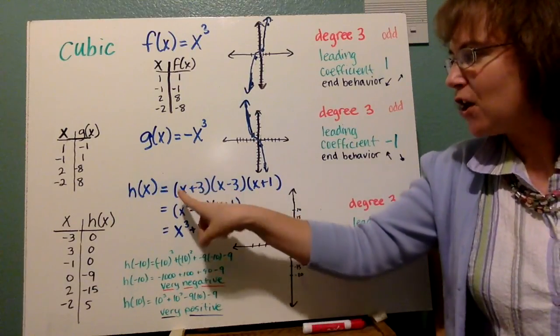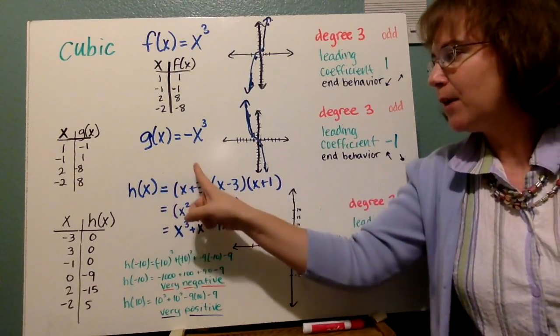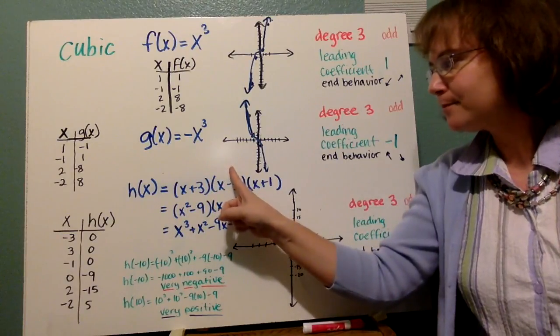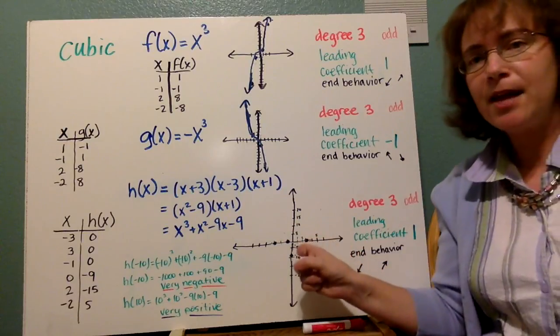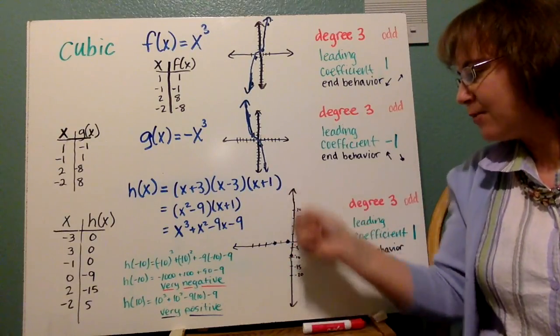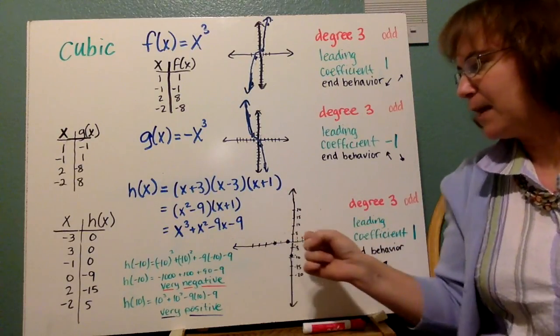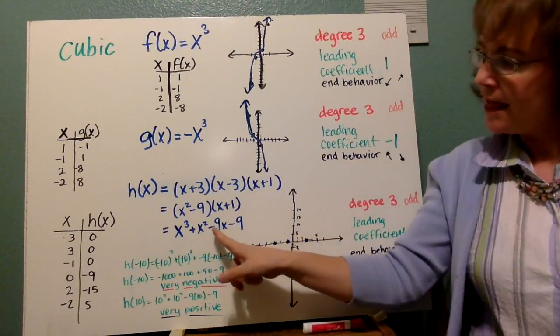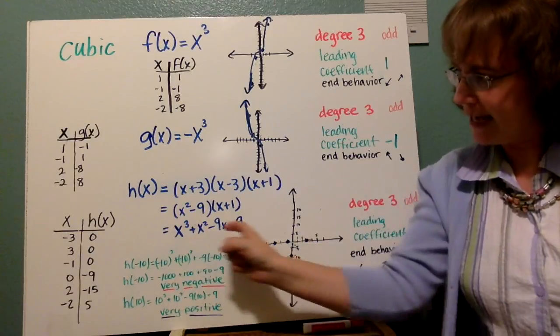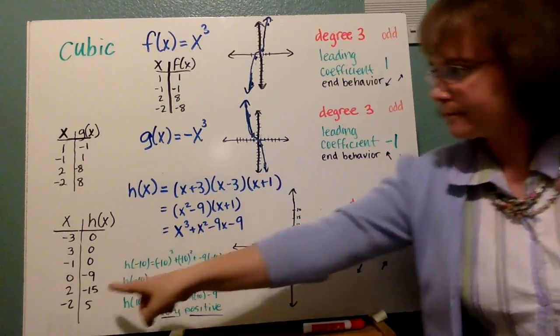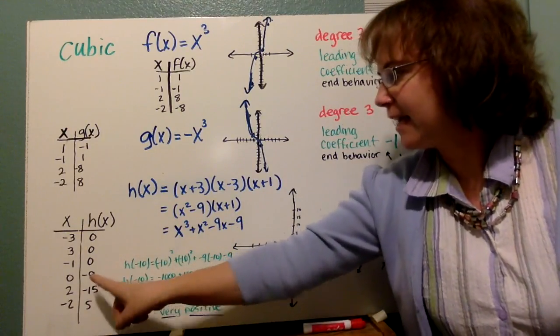So my roots are when I can make this h of x 0, which is x equals negative 3, x equals 3, and x equals negative 1, which I denoted over here and plotted on my graph. These I counted by 5s, and these I just counted by 1s in order to fit everything. This form helps me find the y-intercept. Put a 0 in for x, and I get a negative 9 out for my h of x.